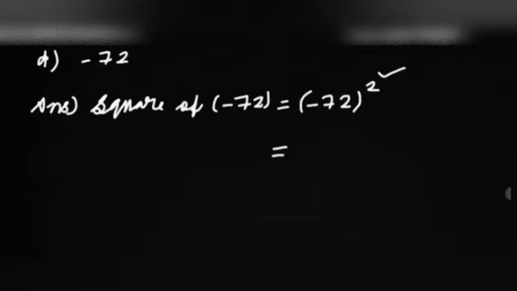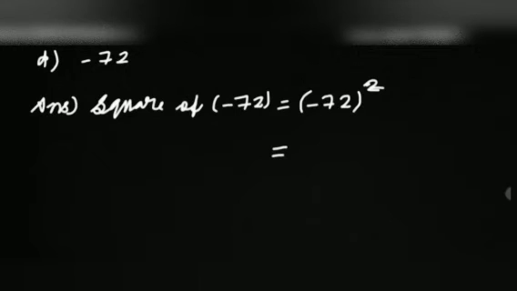Square of negative 72 is equal to what? How can this be written symbolically? Yes, negative 72 squared. We should not forget to put the bracket here. Please don't forget to put the bracket and the sign while writing the power of a negative integer. Here the power is 2. Is 2 an odd number or even number? Yes, 2 is an even number, so the square or second power of a negative integer is positive, no doubt in that.